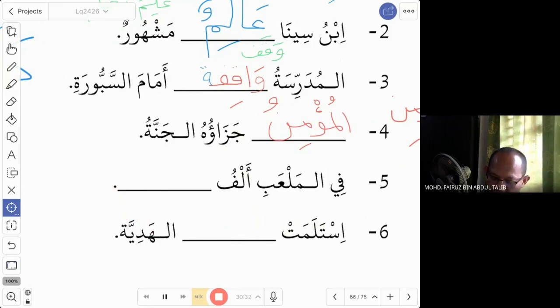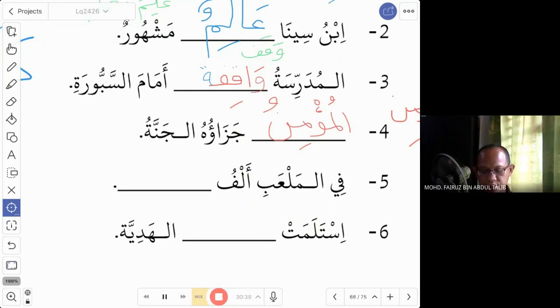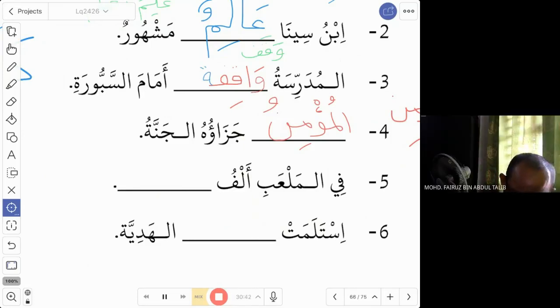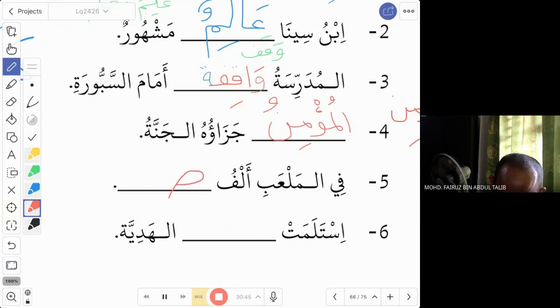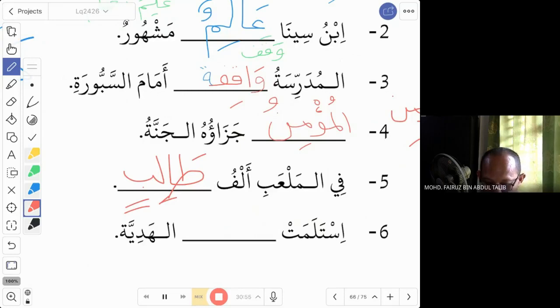Okay, who is normally in the field? Student. Student in the field. Okay, you can say student. So you can say in the field there are talibun. Okay, yes. The word student, you use the word talib. Okay, look at the word talib. Is it isim fa'il? Fa'il. Yes, it is in the form of isim fa'il.